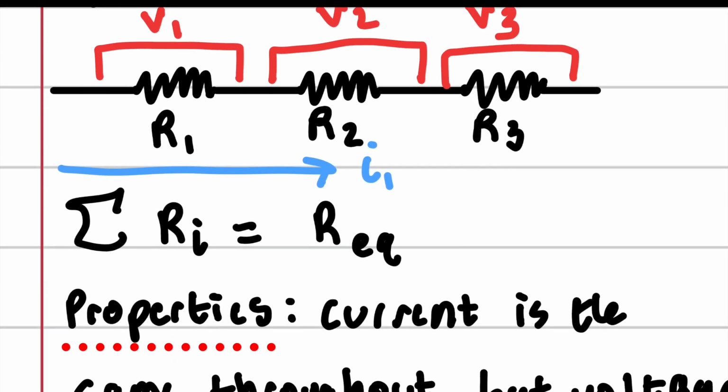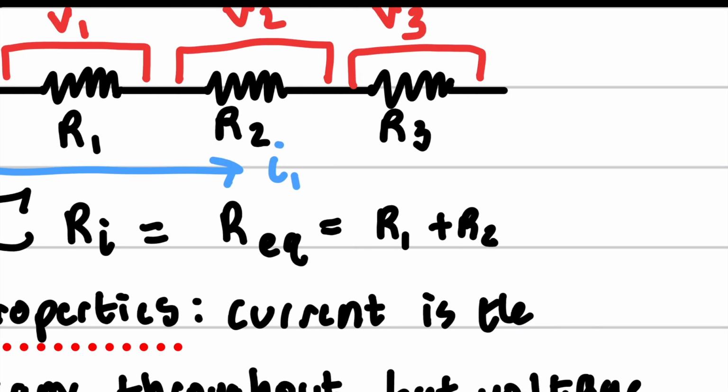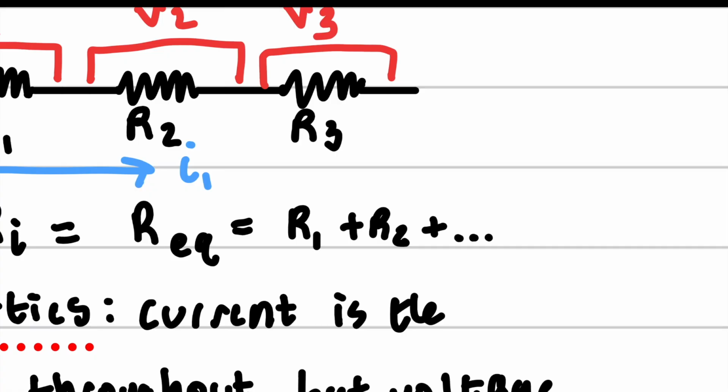So mathematically, it's represented as the sum of the resistors in the series is equal to R equivalent, okay, which is the total resistance as seen by the power source. Or R1 plus R2 plus dot dot dot plus Ri.